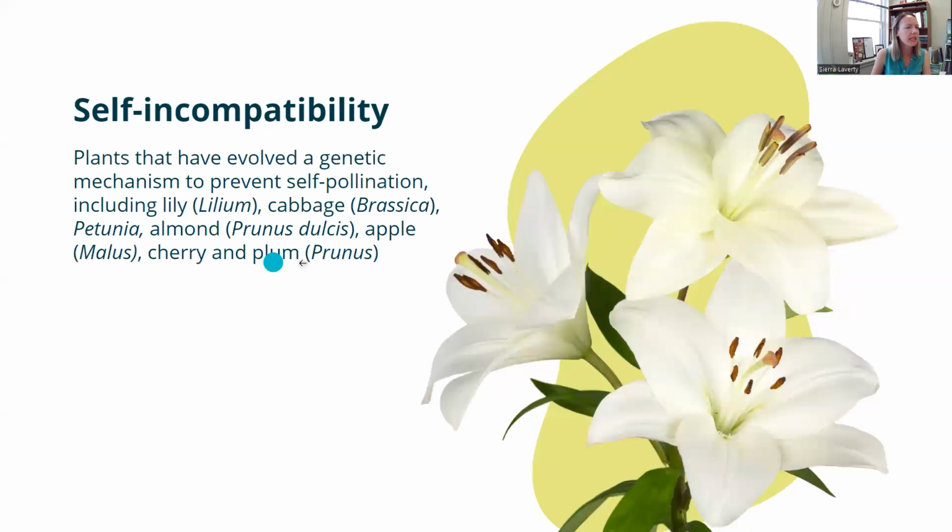One note here, when you see things written like this, like apple, Malus, and cherry and plum, Prunus, versus almond over here, which has Prunus dulcis, so we have the genus and the species. What this usually means is that you have multiple species that this is being applied to. So like cherry and plum, there's multiple species of that. Apple, there's multiple species of apple, right? So it's not all just Malus domestica, which is the one that we use. There's also other wild type apples out there. So just a note, when you start to see these things, you'll start to understand how and why things are written.